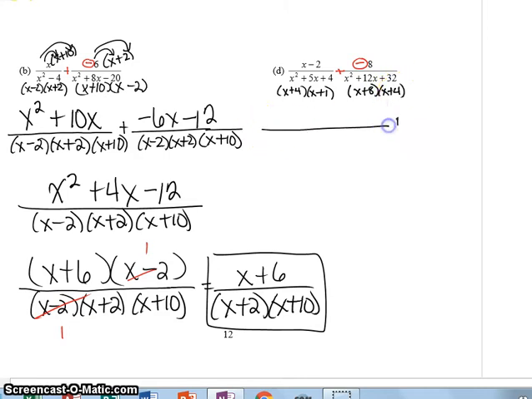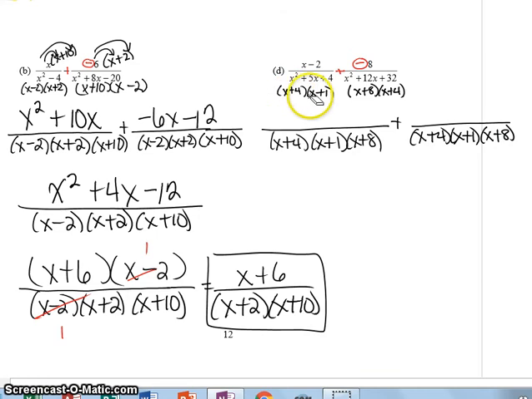Again, I want one of everything. So I want x plus 4 times x plus 1. And I also need an x plus 8. So I need all three binomials. It's really not hard, guys. It's just time consuming. All right, the first one has these two. It's missing the x plus 8.